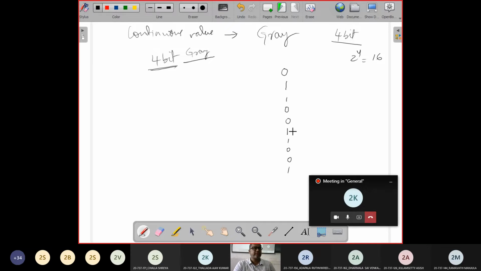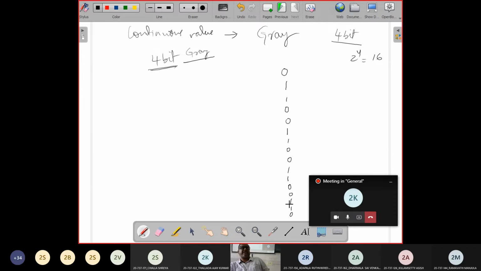How many values you got? 1, 2, 3, 4, 5, 6, 7, 8, 9, 10. Still 6 more values. Okay. Now take the mirror image of this 1, 0. Take the mirror image of 0, 1, 1, 0. Count: 1, 2, 3, 4, 5, 6, 7, 8, 9, 10, 11, 12, 13, 14, 15, 16.